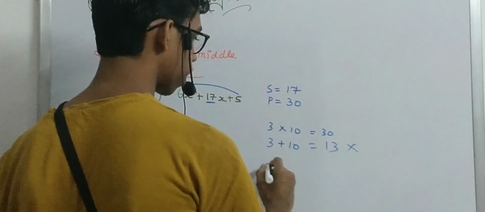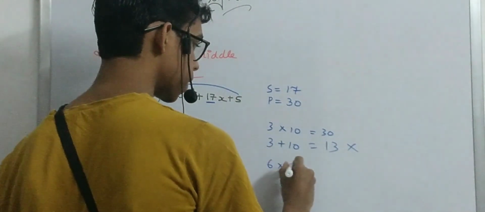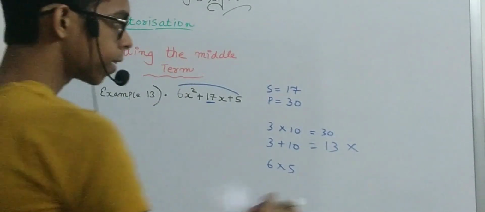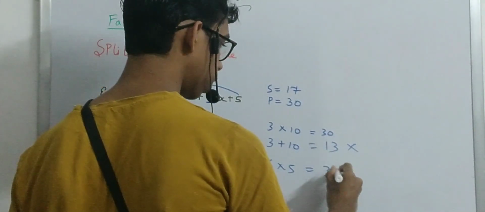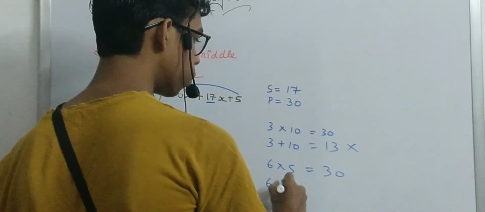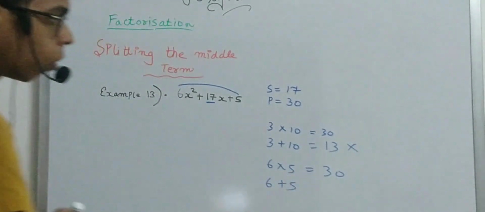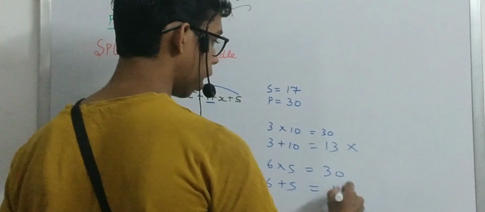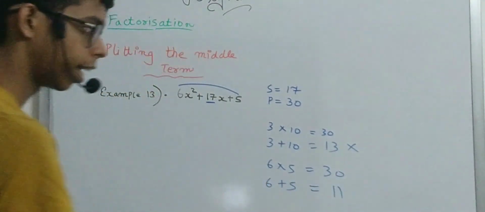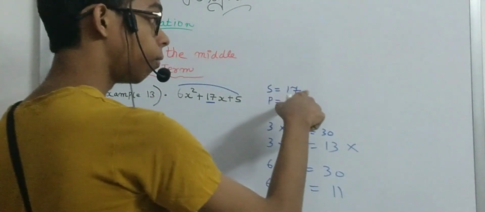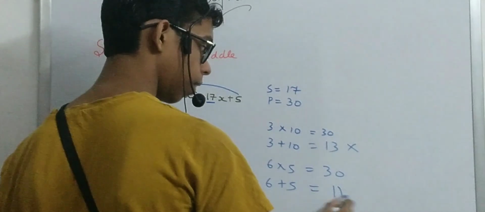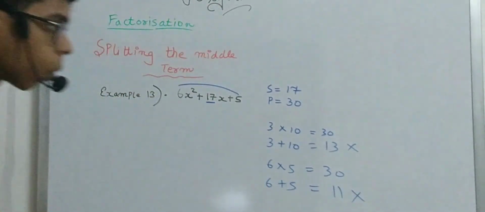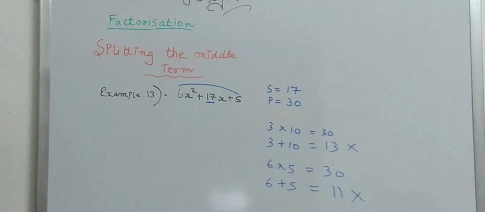Now what is our second option? We can take 6 into 5. 6 into 5 is 30. But when we do 6 plus 5, we will be getting 11. Again, we need 17. We don't need 11. So this also cannot be the possibility.